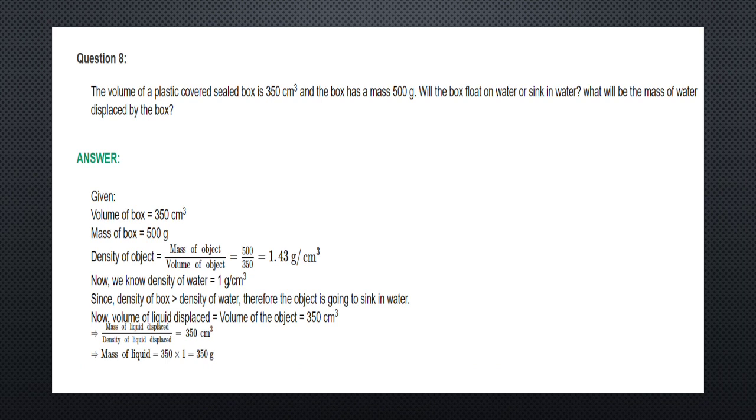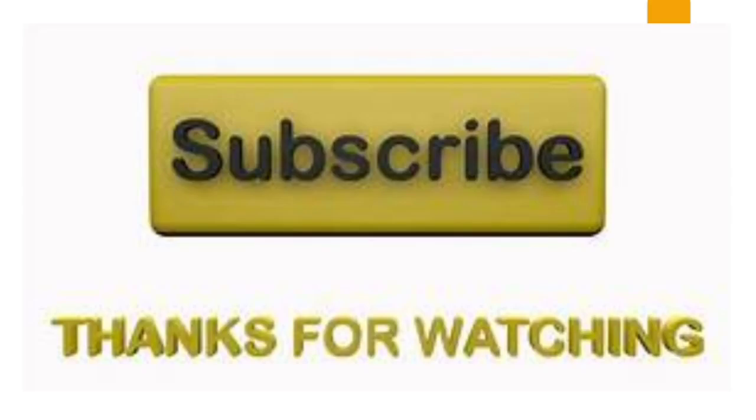Now the second question is, what will be the mass of water displaced by the box? So we know that according to the Archimedes principle, the volume of liquid displaced is equal to the volume of the object. So volume of the object is 350 cm cube, and therefore the volume of liquid that will be displaced will also be 350 cm cube. So in this way we have solved question number 6, 7 and 8.